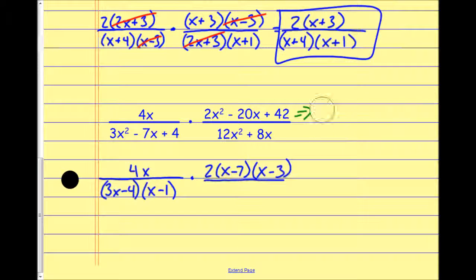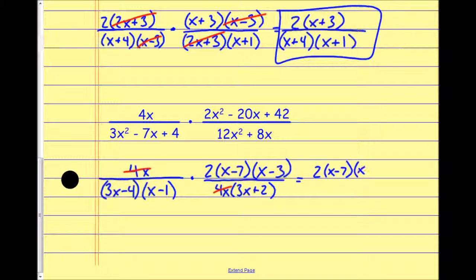In the denominator here, I can factor out a 4x, which leaves me with a 3x plus 2. And now I cancel out any common factors. In this case, the 4x and the 4x cancel. And really, that's it. That's the only thing I see that cancels out here. So when I multiply straight across the numerator, I've got the 2, the x minus 7, and the x minus 3. Again, I'm leaving this in factored form to make it really easy on myself.